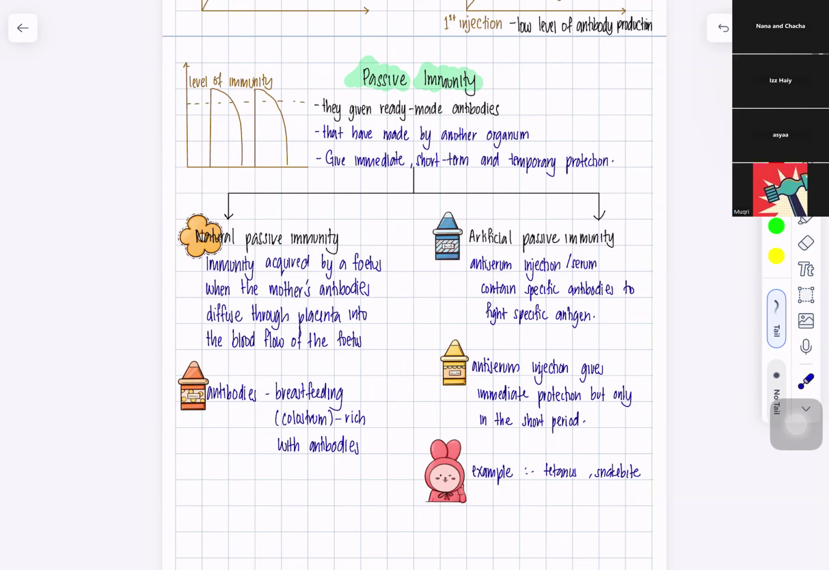Is it clear? Lana? Any question, Lana? No questions. Chacha? No questions. Izai? No questions. Asha? No. Muklis? No questions.